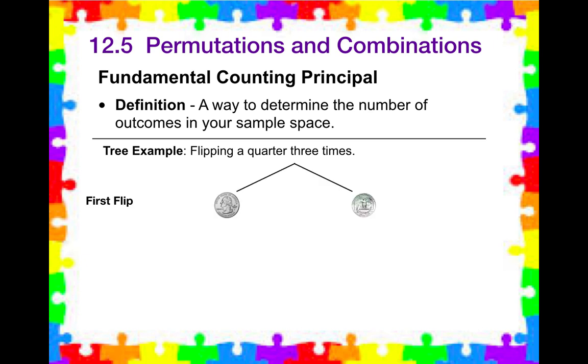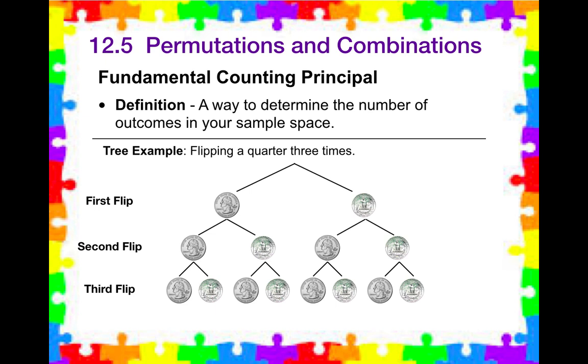The first time that you flip the coin, you could have heads or you could have tails. The second time that you flip the coin, if you've flipped heads the first time, it could also be heads or tails. Or if you flip tails, the second flip could be heads or tails. And once again, on the third flip, we could have heads or tails in every one of these combinations.